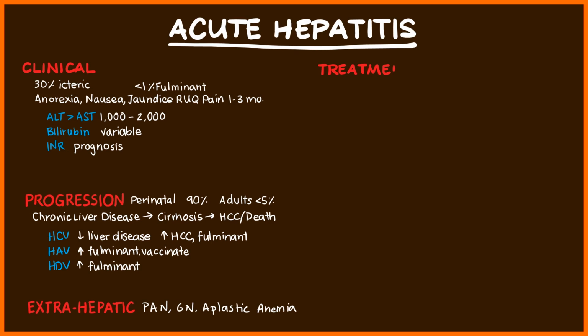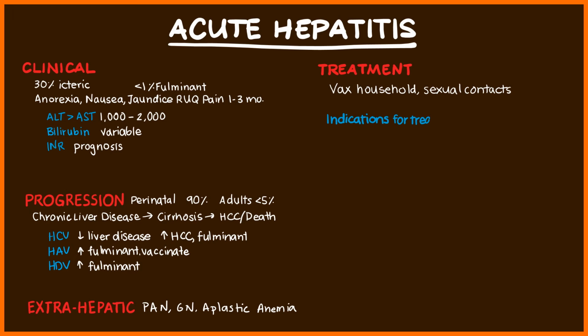So now let's talk about treatment. You've got this patient with acute hepatitis. As we already described, very rarely does it actually progress, especially if you're an adult. So typically the focus is to vaccinate everybody in the household so they don't get it, and vaccinate any sexual contacts that they may have. So it's more about preventing spread.